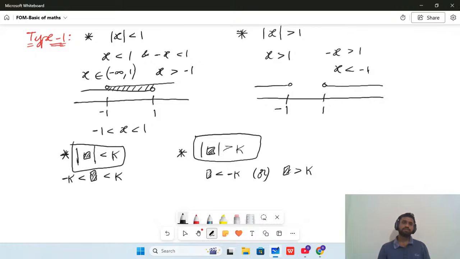By using mod x less than 1 and mod x greater than 1, we have derived the generalization for type 1, which is modulus of expression less than k and modulus of expression greater than k. Modulus of expression greater than k means this expression should be less than minus k, or expression should be greater than k. The expression lies between minus k and k if modulus of expression is less than k. On this topic we will see some questions.